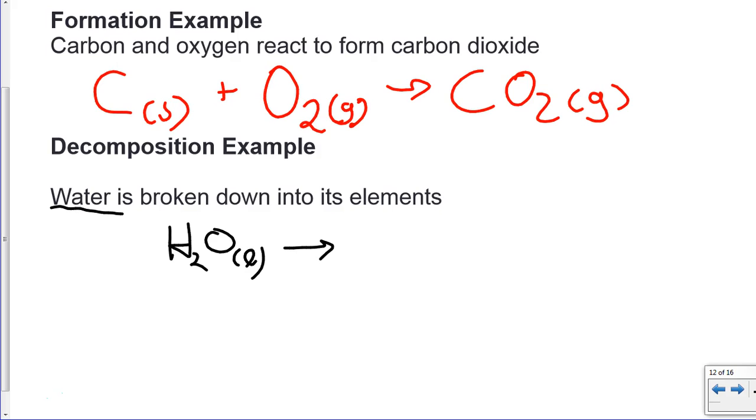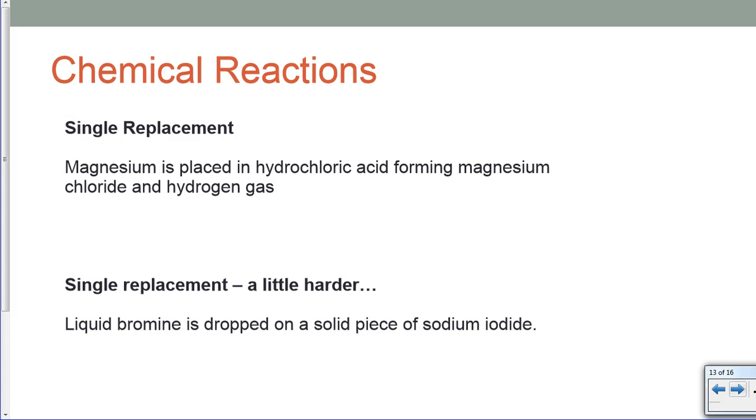Now, what you should remember is the diatomic elements from the periodic table that we discussed earlier. So when we write H, it's always H2 gas plus O2 gas. And you are off to the races. Hey guys, how do you know how many elements exist, or how to break it down? Remember, you're just looking for capital letters. Easy. Now, single replacements. Magnesium is placed into hydrochloric acid forming magnesium chloride and hydrogen gas.